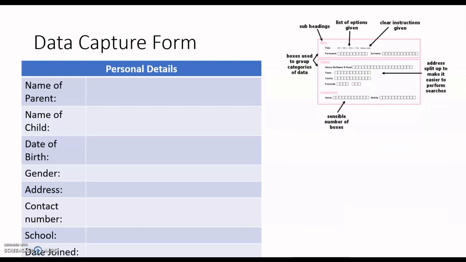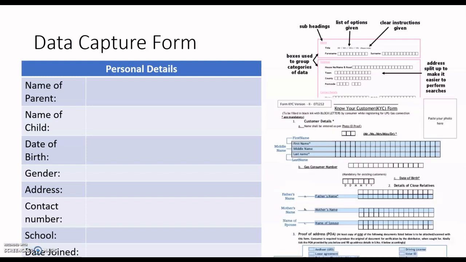So, here we are. Here's a form that you may have seen. So this is an example. You can see the address is split up to make it easier to perform searches. You can see there's good use of white space, for example. You can see the form's not crushed together, and each section has headings. And again, that is a basic example of a professional form.